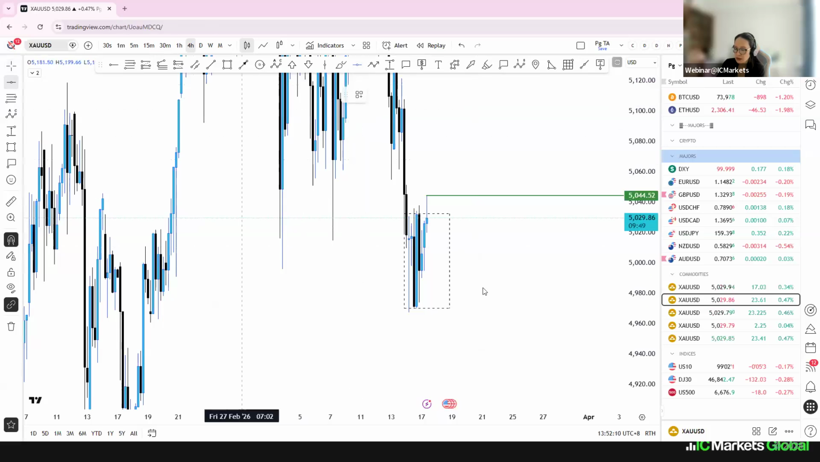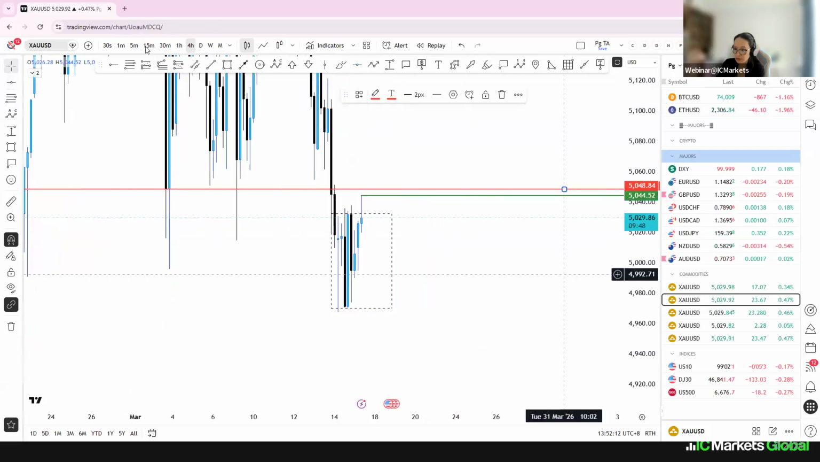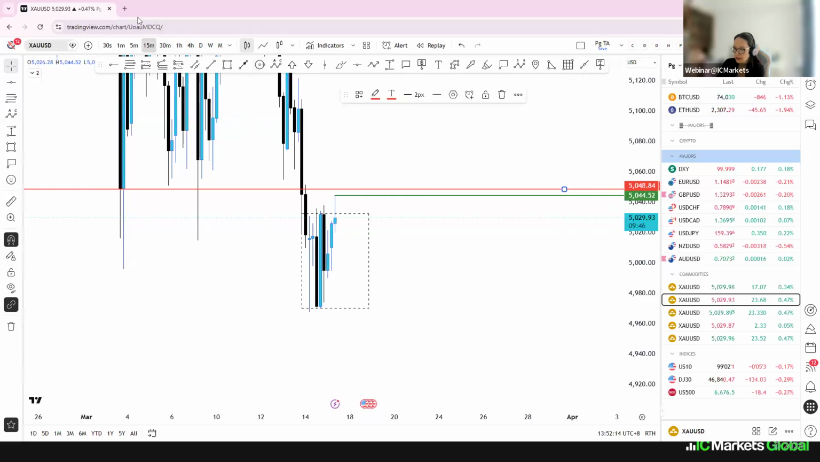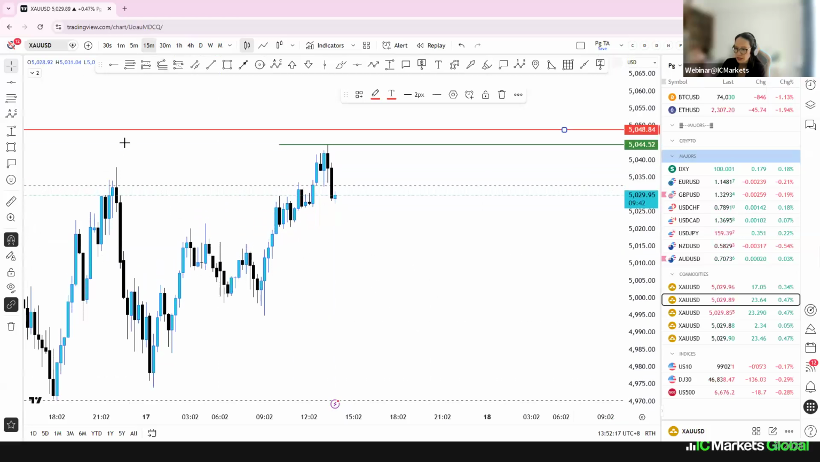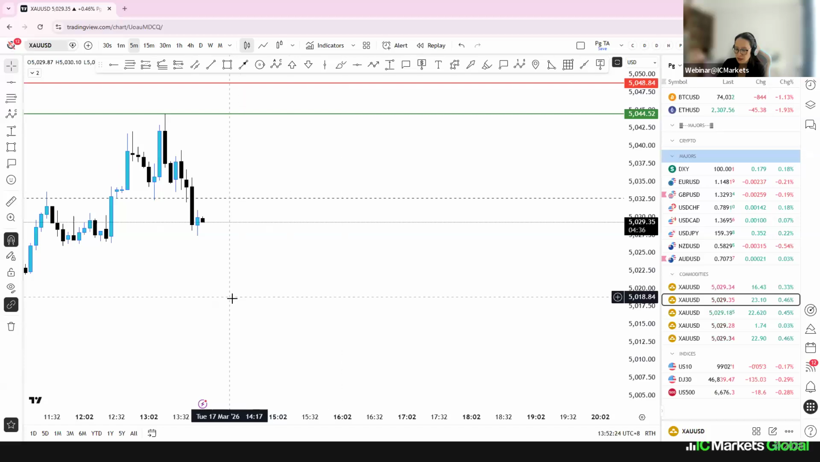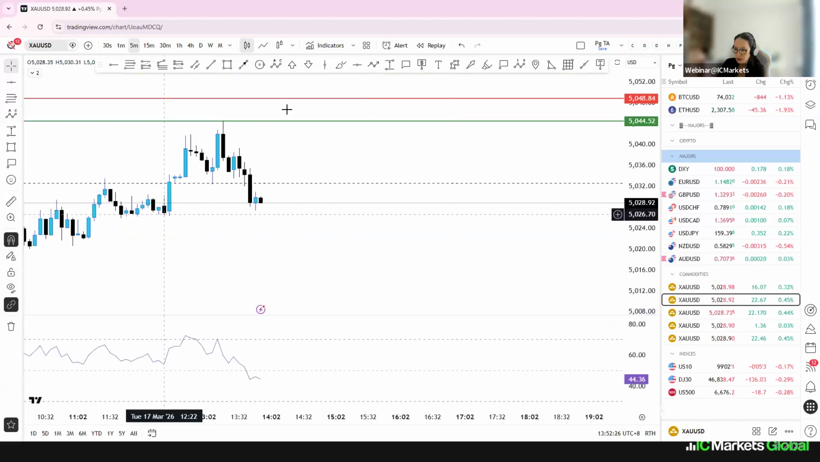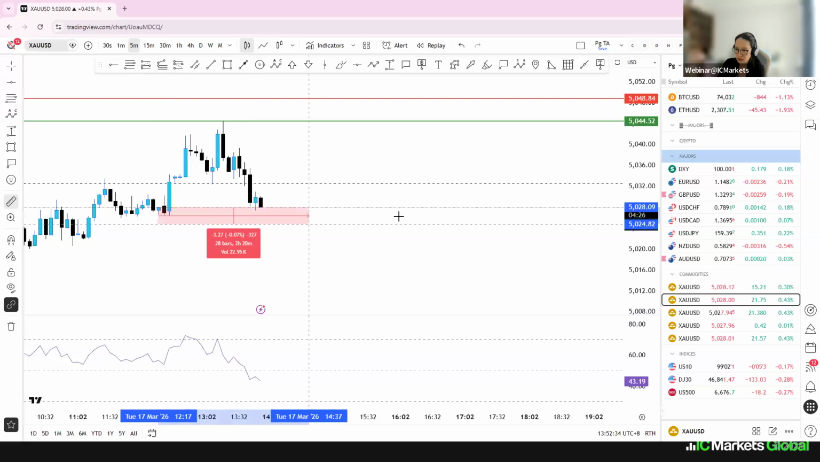Okay, I told you before you joined that in M5 there is a bearish divergence, so you can sell. My take profit, TP, I'm going to aim for the OB here, and then price has come to my take profit, which is here.